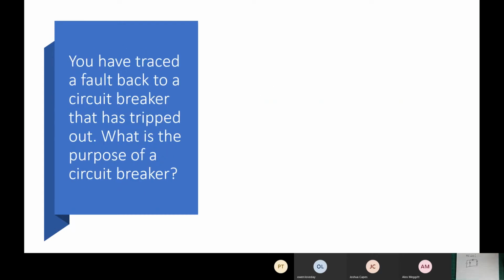Next one then. You've traced a fault back to a circuit breaker that has tripped out. What is the purpose of a circuit breaker? What does a circuit breaker do? Protects the circuit or the user, doesn't it? A circuit breaker just protects the circuit, doesn't it? It breaks it when there's a fault on it. Yeah, it stops it from frying everything and blowing up. I said it protects the circuit, but I thought it would have protected the user as well.